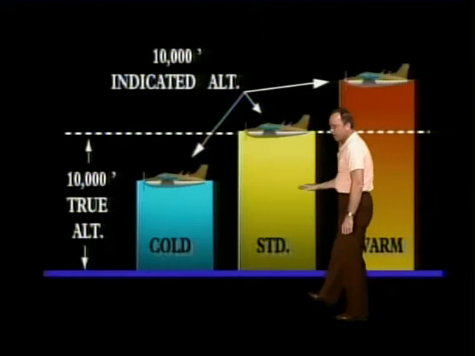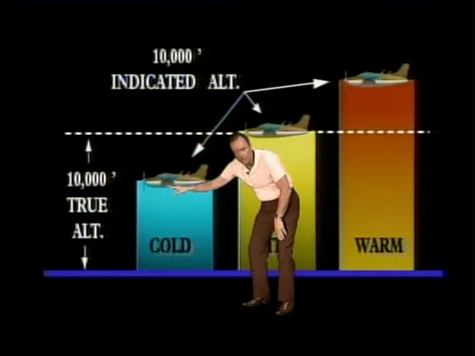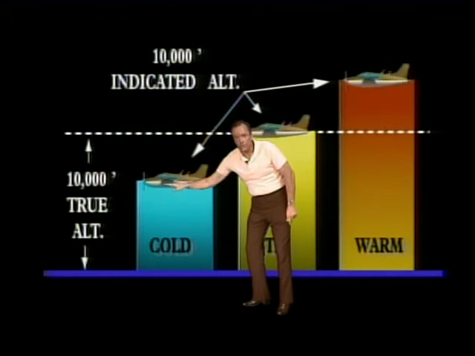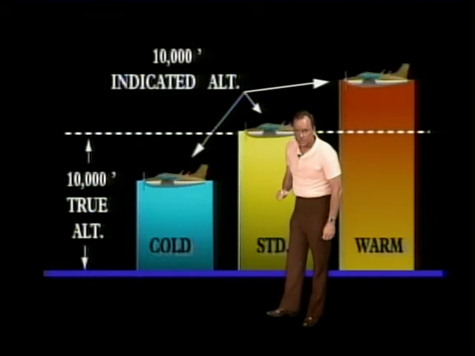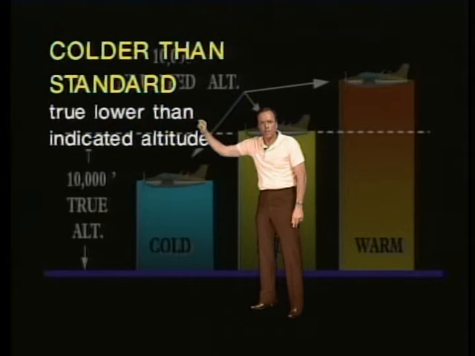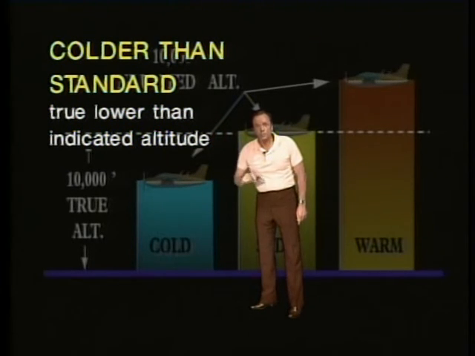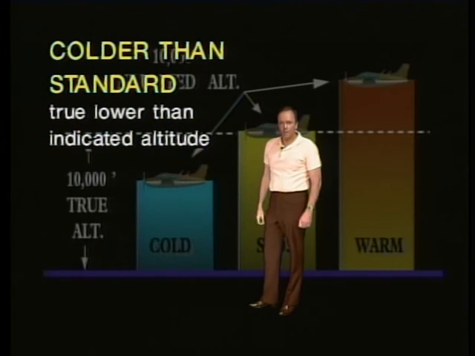Okay, once again, if you go to cold temperatures, high to low, look out below, fly into cold temperatures, means the airplane's going to be too low. Let's take a look at the way they're going to ask you about this on the test. Here's the way it goes. They're going to say you fly in colder than standard temperatures. They're going to ask you, in this case, what is the true altitude of the aircraft? Well, the true altitude is lower than the indicated altitude.